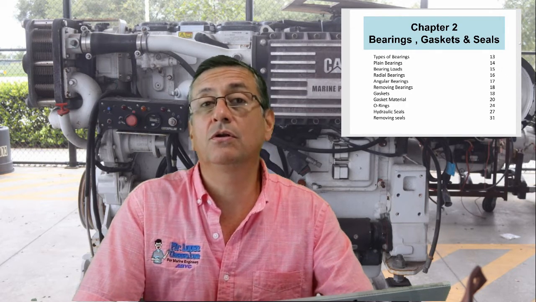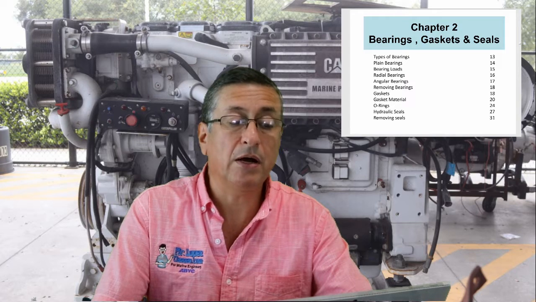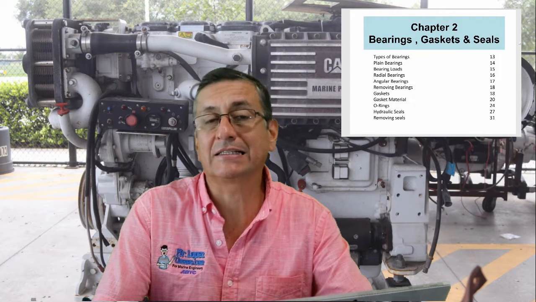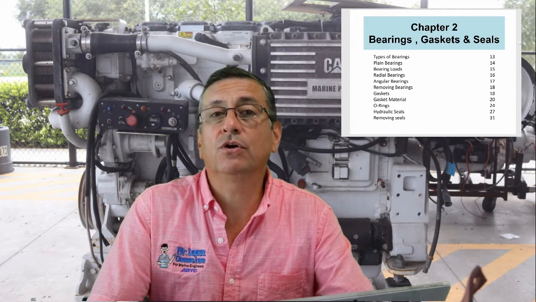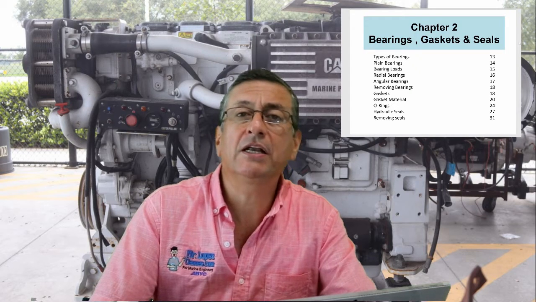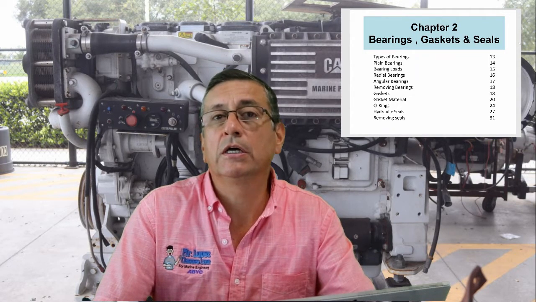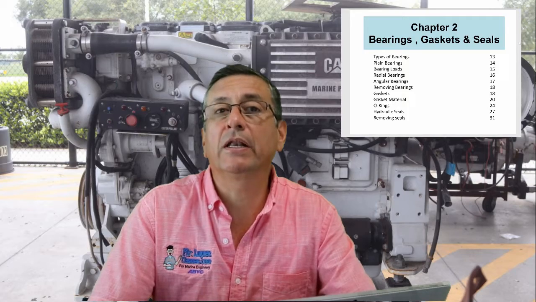This is the second chapter of the diesel engines book. This is the first episode of the second chapter. In this episode, we are going to talk about bearings and gaskets: what type of bearings we are going to use in a typical diesel engine, and what is the procedure to select the bearings. What is the procedure to replace the bearings, and some recommendations, some tips in order to service the bearings properly.